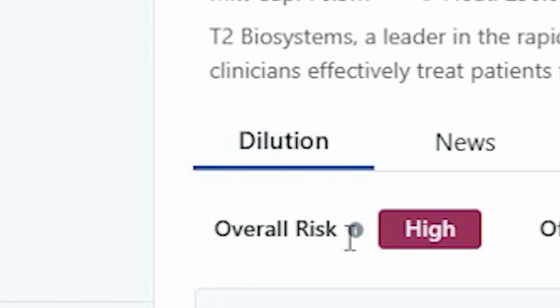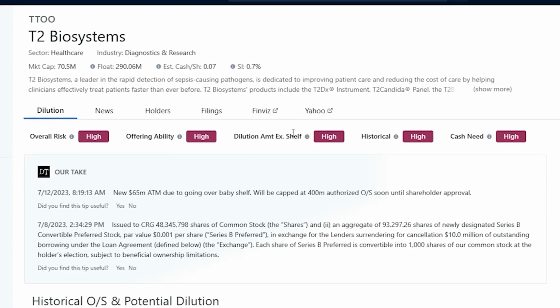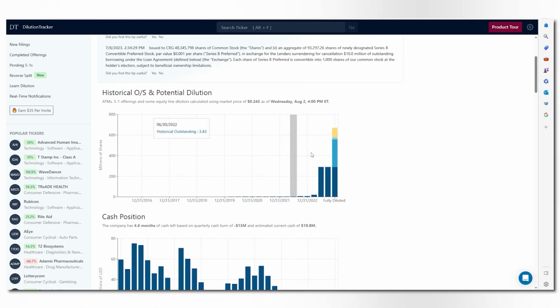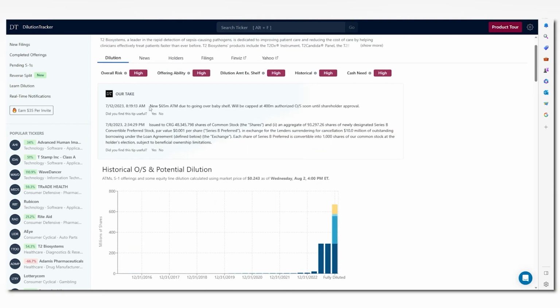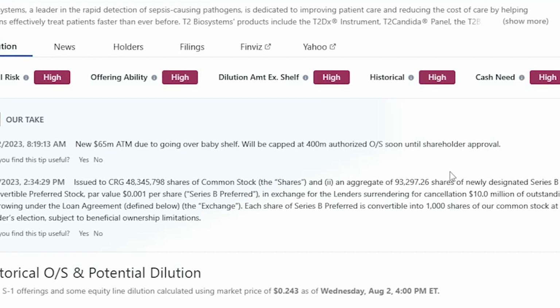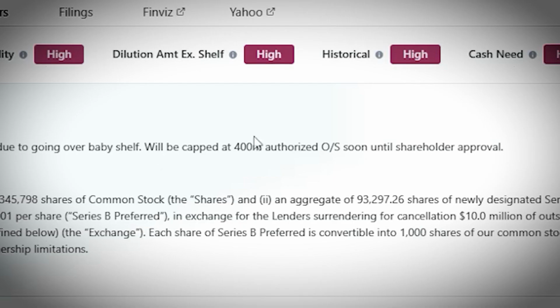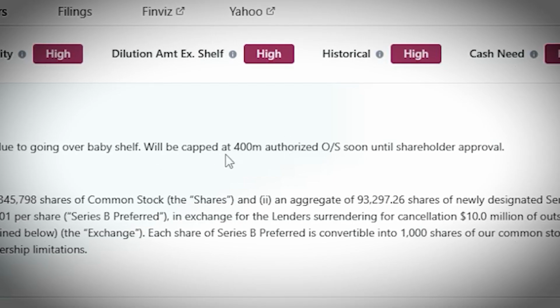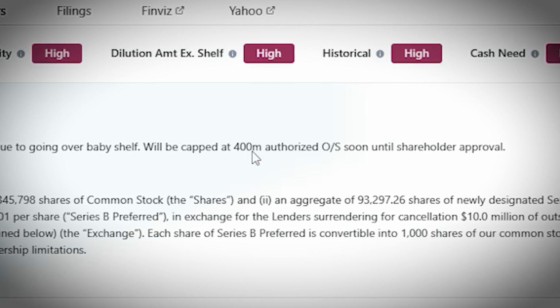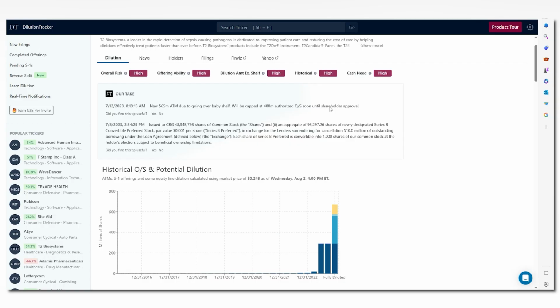Now, presence of dilution. This one has something dilutive: offering overall risk, offering ability, dilution amount, historical, everything's high. If I go down to this bar, it clearly looks like they can dilute more. But there's this sentence here that really weighed the scale towards maybe they can't dilute or this is fake dilution, right? I just read this sentence right here: the authorized outstanding shares will be capped at 400 million, meaning they cannot get above 400 million until they get shareholder approval. So their shares outstanding cannot be diluted past 400 mils.